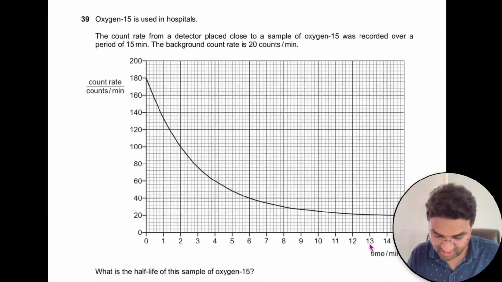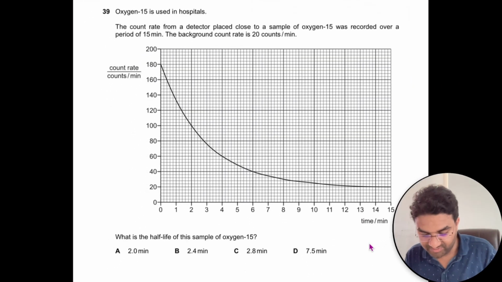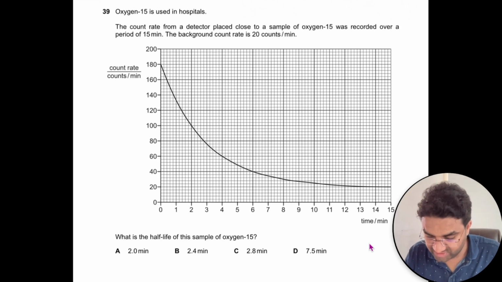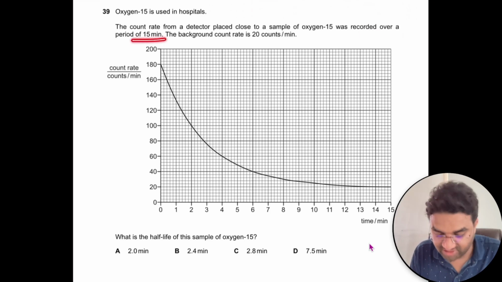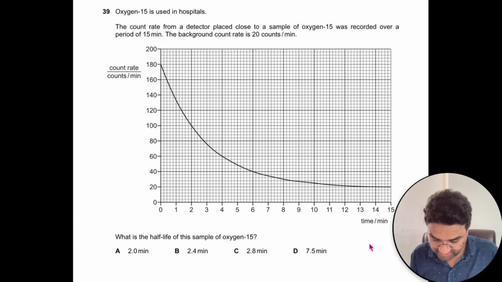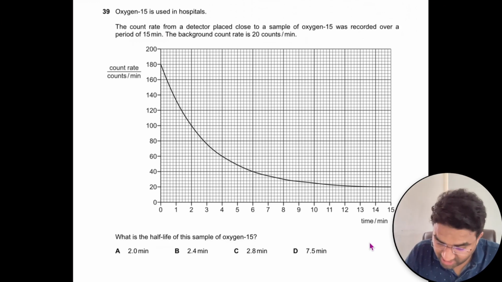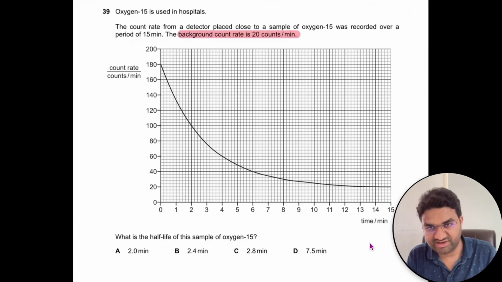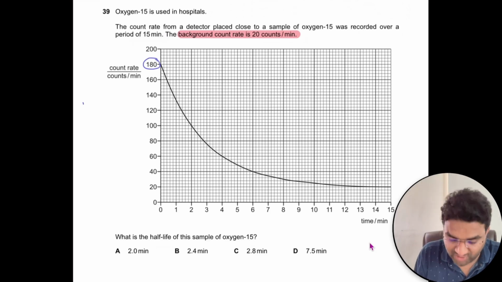All right. Then oxygen 15 is used in the hospital. The count rate from a detector placed close to a sample of oxygen 15 was recorded over a period of 15 minutes. The background count rate is 20 counts per minute. Fine. So here count rates are given. What is the half-life of the sample of oxygen? We have to calculate. The background count rate of 20 is given, right? So if we subtract it from the total count rate, 180 minus 20, we will get 160.